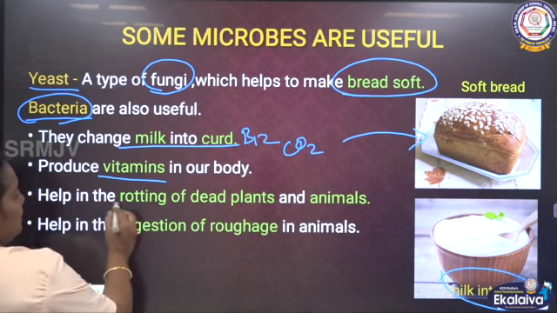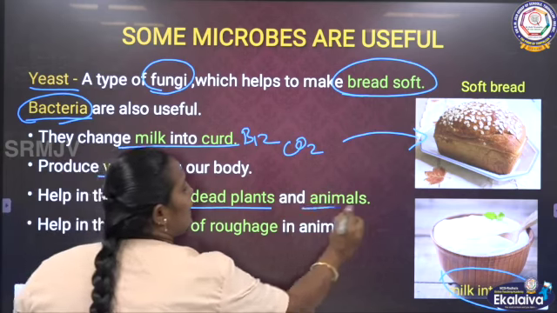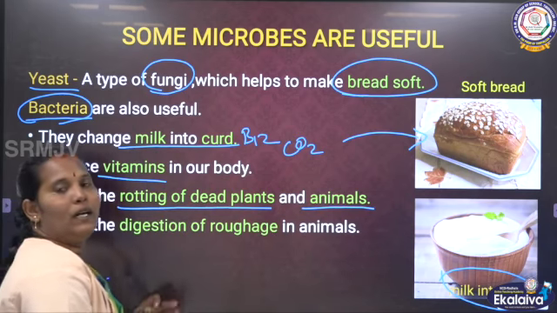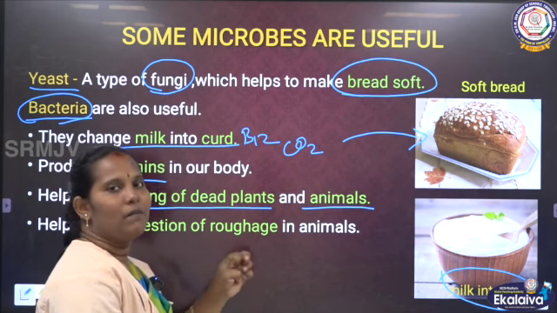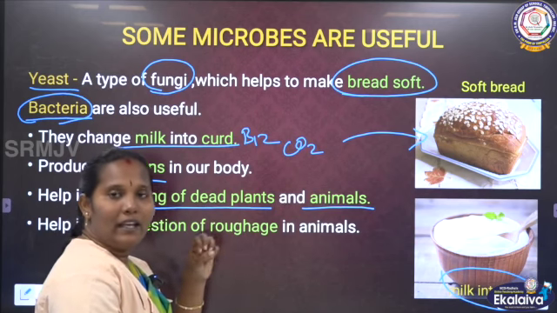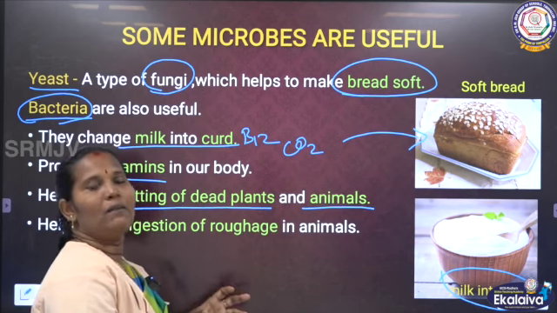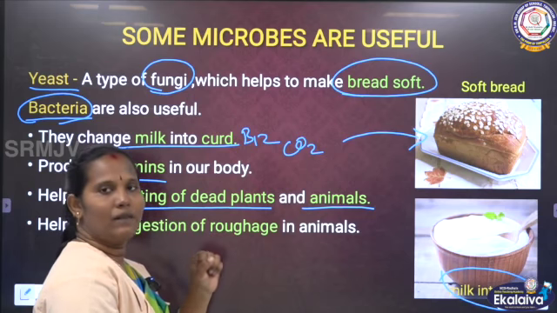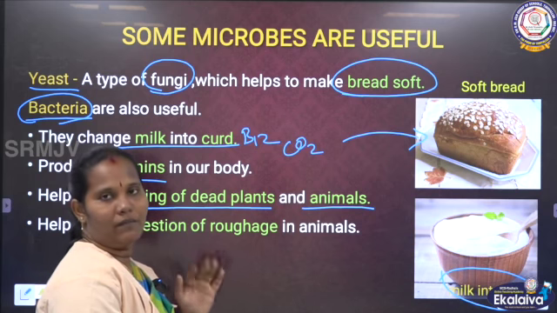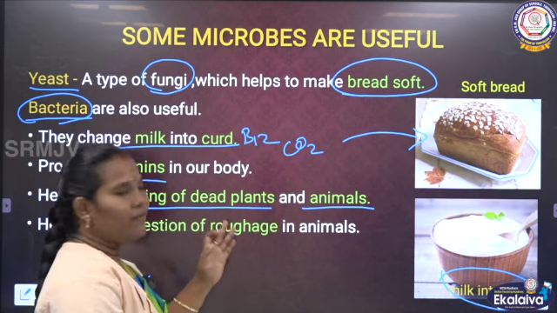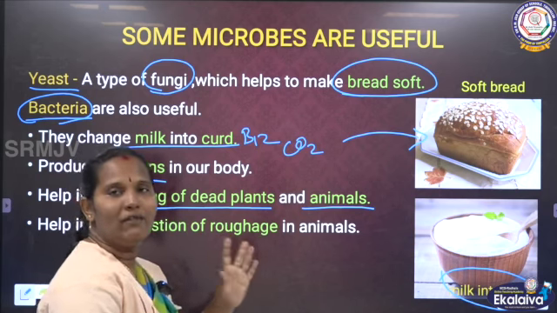Next one, help in rotting of dead plants and animals. I told you, if there are dead animals and plants, some microbes can grow. They absorb the nutrition from the dead animals. After that, slowly that animal is destroyed from that place. This is the way they help us to clean our surroundings.